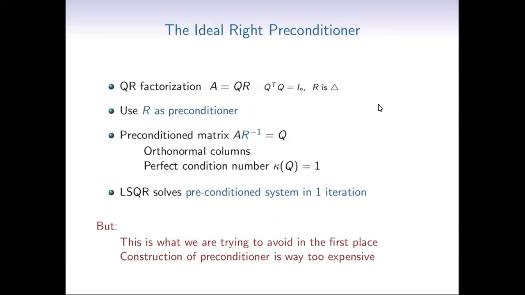So let's gauge our expectations. What would the ideal preconditioner be? Well, suppose we had a QR factorization, and we would use this R as a preconditioner. So if we multiply by the inverse of R, we get A R inverse, and that leaves Q. Q has orthonormal columns. It has a condition number equal to 1. It's perfect. LSQR converges in one iteration. However, this is exactly what we are trying to avoid in the first place, right? Because a QR decomposition is exceedingly expensive, so we cannot compute the preconditioner that way. However, it gives us some ideas.